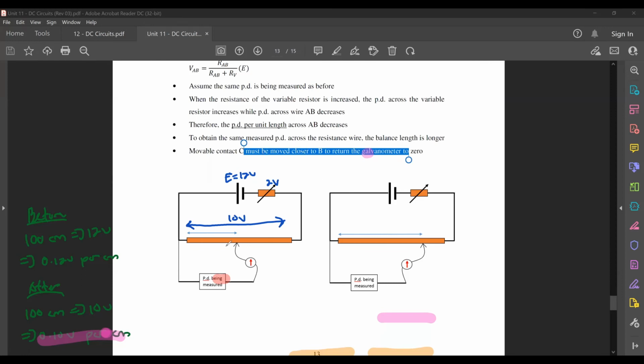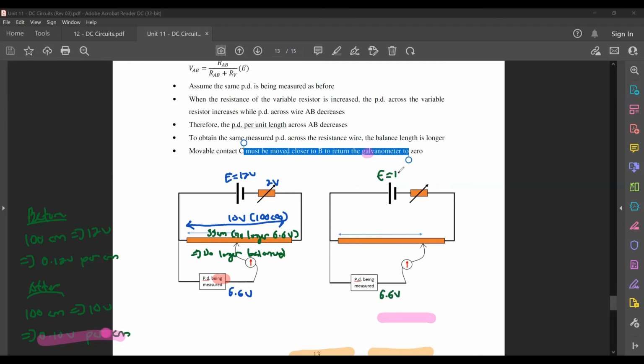Okay, so my PD being measured is 6.6 volts. This one is 100 volts for 100 centimeter. So this one here, at 55 centimeter, is no longer 6.6 volts. This one is no longer balanced. So what you do is that you need to shift your jockey further apart. Okay, this is 6.6 volts.